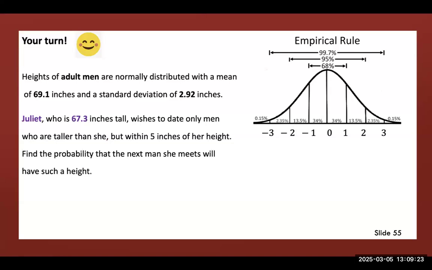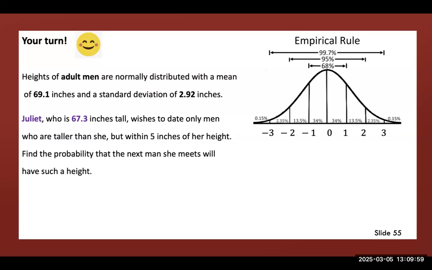Let's try another one. This one's a little more challenging, but if you understand this, I think you're doing really well and you understand the normal distribution. We have that Juliet is looking for her Romeo. She is 67.3 inches tall, and she wishes to date only men who are taller than she is. But she's very specific. She wants them to be within 5 inches of her height. So they need to be taller, but they can't be too tall. They can't be taller than 5 inches above her. That's what, for some reason, she prefers.